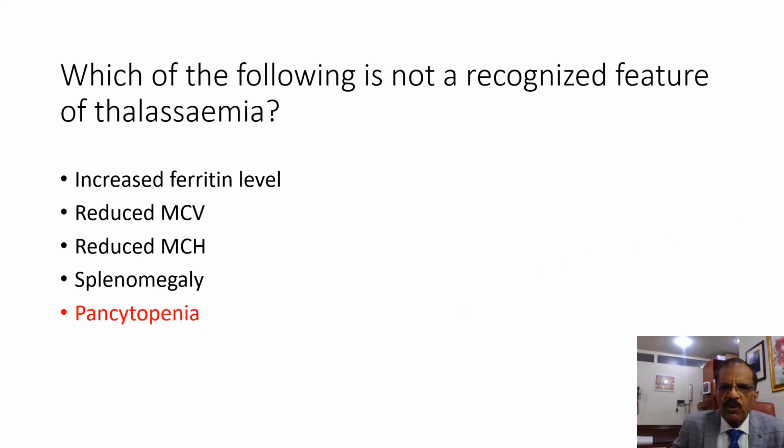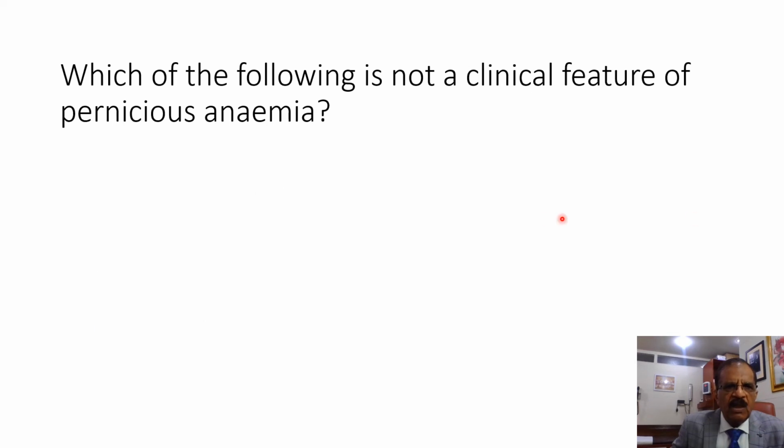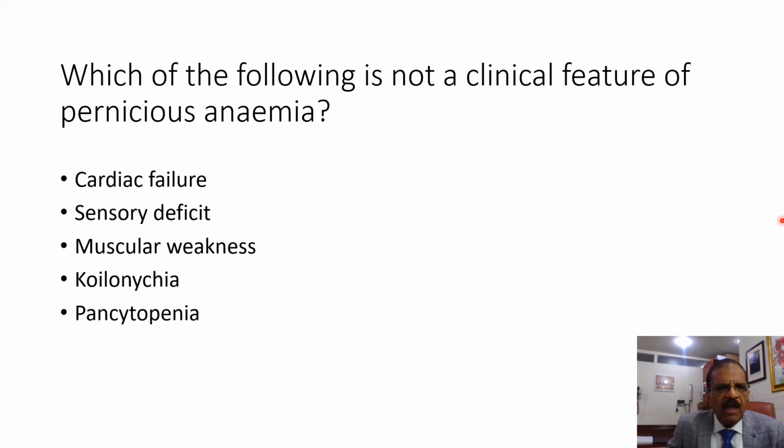Moving on to the next question. Which of the following is not a clinical feature of pernicious anemia? Now we are talking about a clinical feature and about pernicious anemia. Cardiac failure, sensory deficit, muscular weakness, koilonychia, and pancytopenia. Which one is not a feature of pernicious anemia?